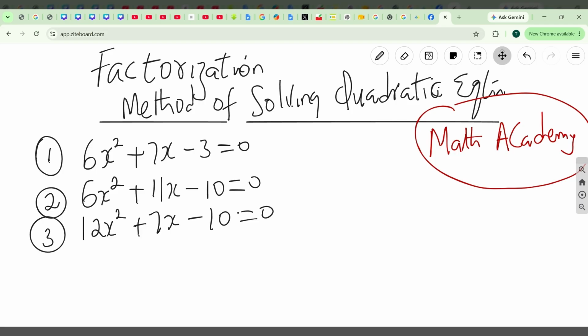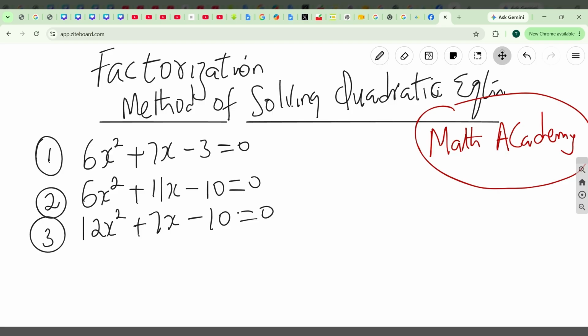I know in school your teacher must have taught you to look for two numbers such that when you multiply these two numbers, you have, for example, if you want to solve question one, negative 3, and when you add these two numbers you will have positive 7. Example 2, when you multiply these two numbers you're going to get negative 10, and when you add these two numbers you're going to get positive 11, and so on.